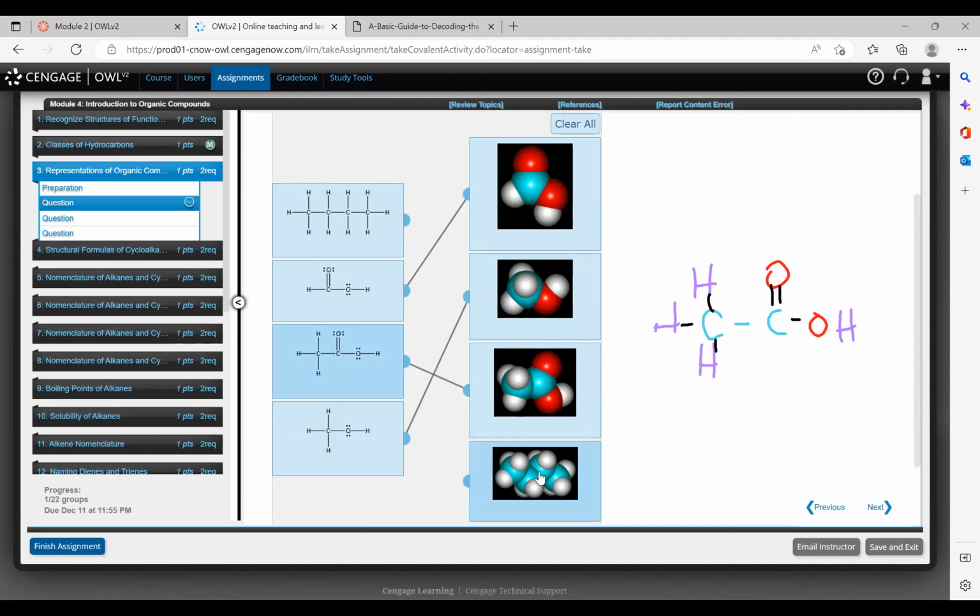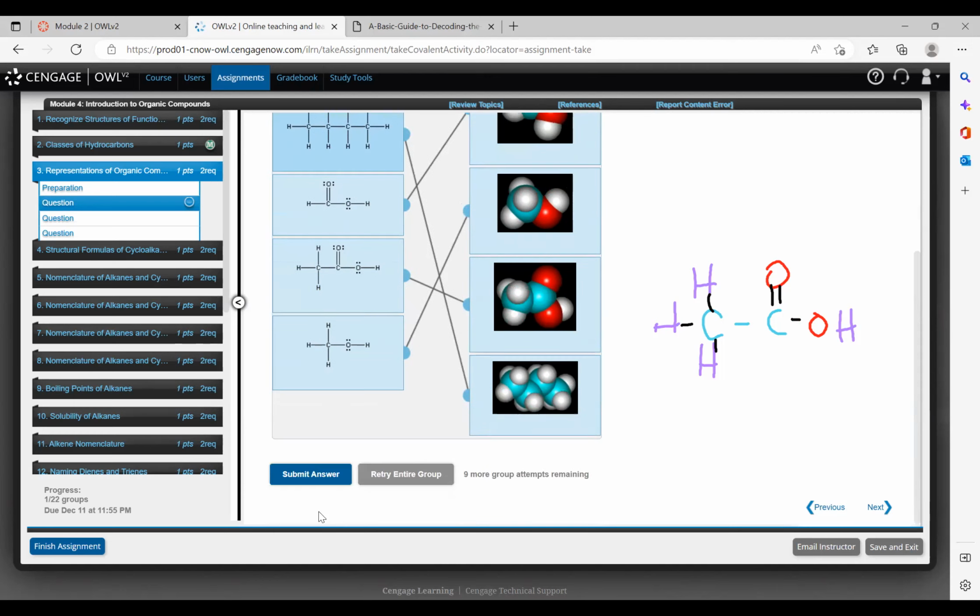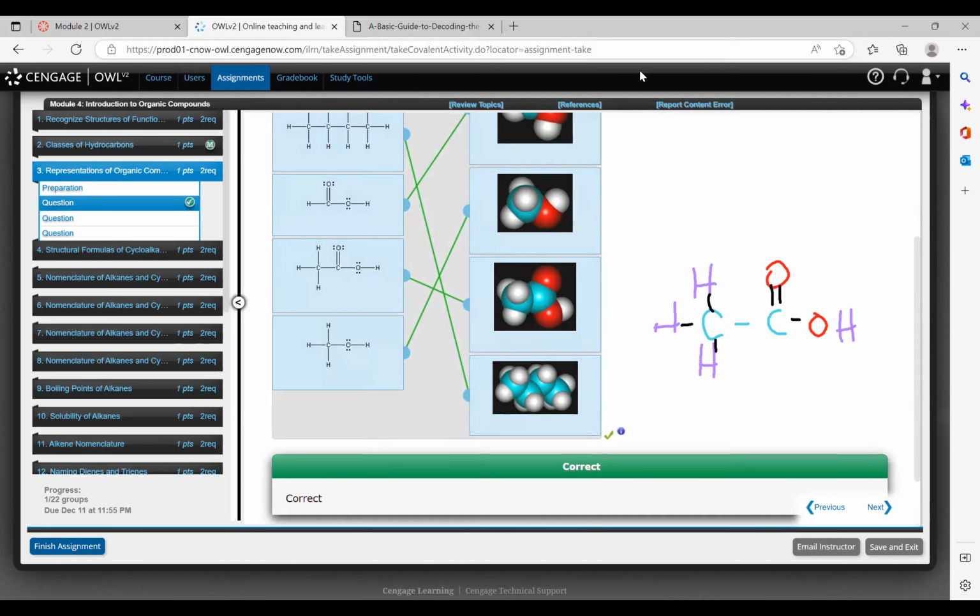And then finally, last but not least, we have all these carbons and hydrogens. It has to be this one. All right, so we'll submit our answer and we're good to go. What I would suggest doing is, if you are at home working on this, grab some colored pencils. That way you're going to be able to depict the colors, and this will make life a little bit easier when you're running through these homework problems.